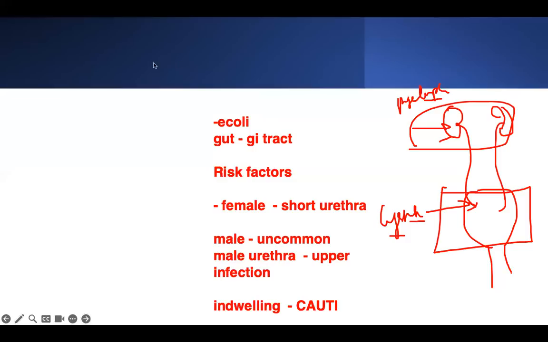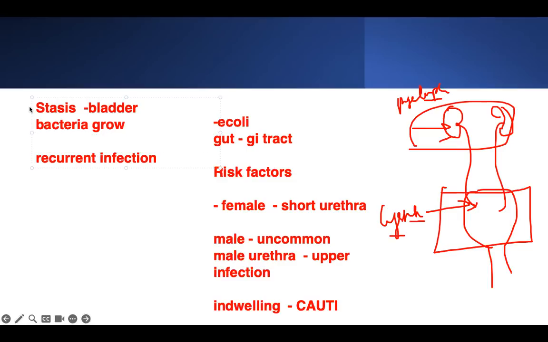Now, the third one is somebody who has stasis. That means there is no flow. The urine stays in the bladder, and the stasis is a place for bacteria to grow. So that causes infection. So we don't want that. Then if somebody has recurrent infection, or recurrent antibiotic use, they become immunocompromised and are at risk of UTI easily. So you should pay attention to that.